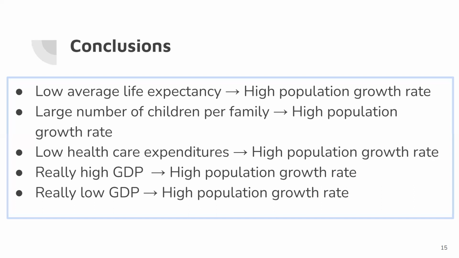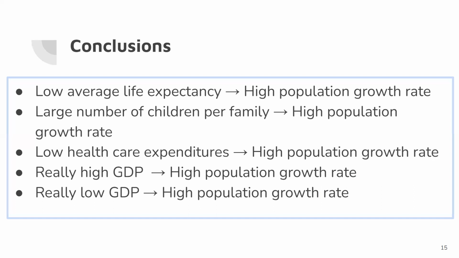Low healthcare expenditures lead to high population growth. This gets back to if there's a low amount of GDP spent on healthcare, then there's less access to birth control and less access to education, and that can lead to a high population growth rate.